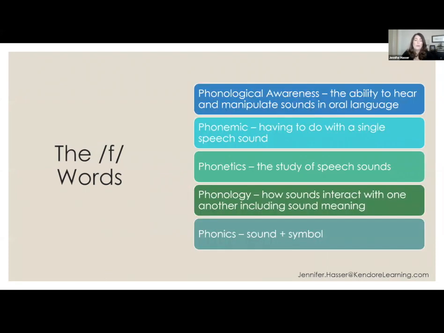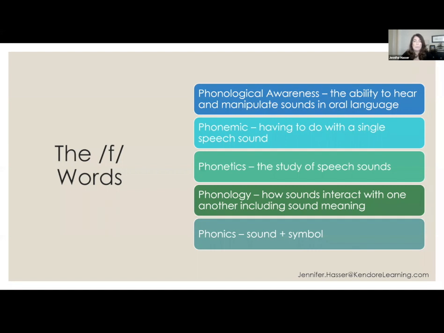And these are those PH words. Phonological awareness is your ability to hear and manipulate sounds in oral language. We know that has a huge predictive value for kids when they come in. If they don't have good phonological awareness, they're going to struggle, and we're possibly going to need to give them extra phonological awareness instruction. Phonemic means it has to do with a single sound.